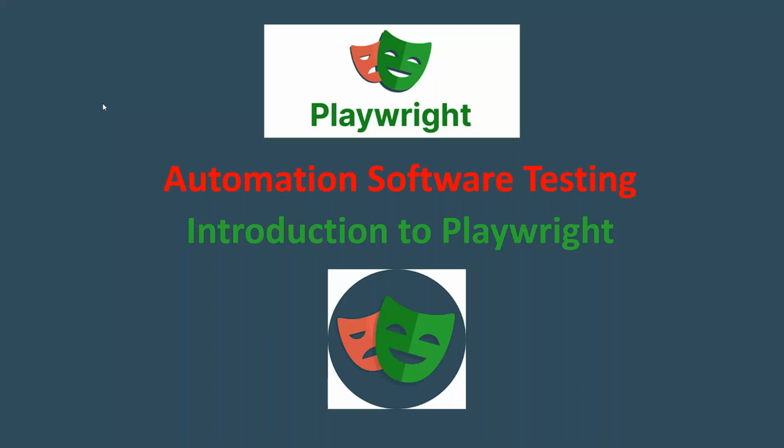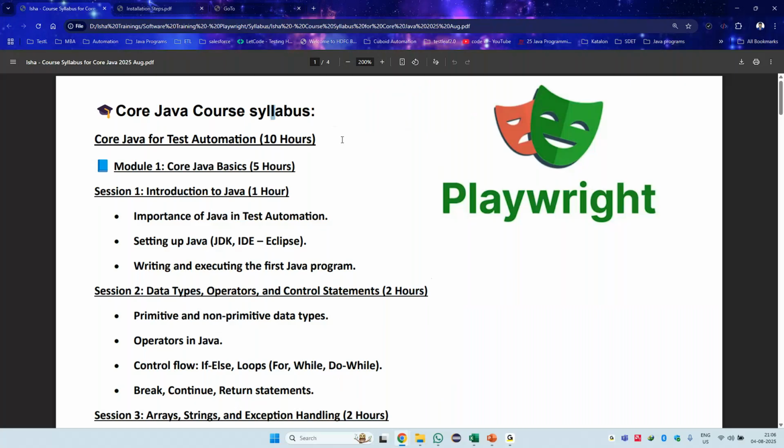Okay. So first we'll go through the syllabus that we are going to learn. This will be Playwright with core Java. We'll be learning it for the next 30, 45 days. So first 10 hours will be on core Java.